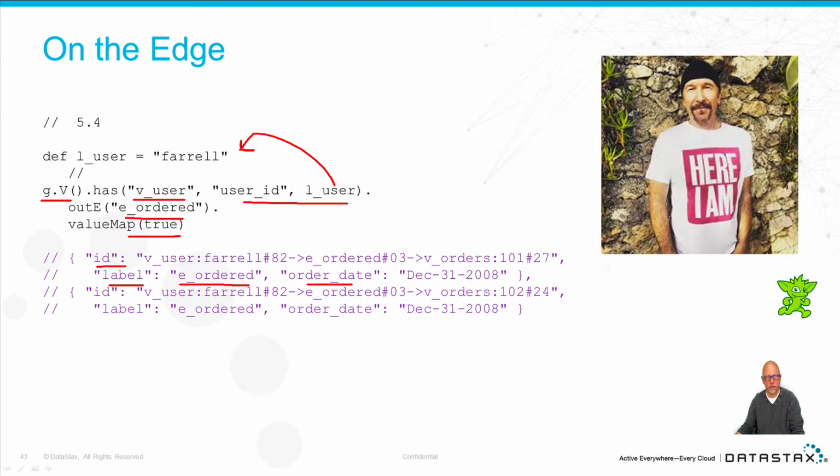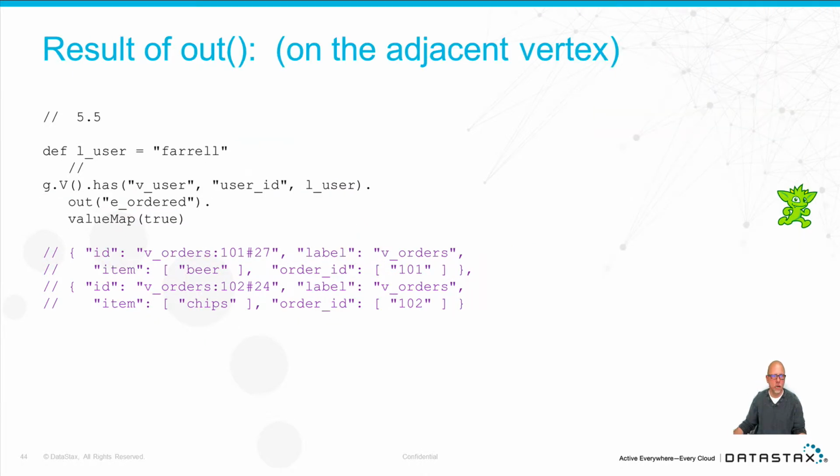I thought that was funny. That's the edge from YouTube. So out on E, the point is valueMap(true). I no longer have in scope any property keys from user. They're not there.